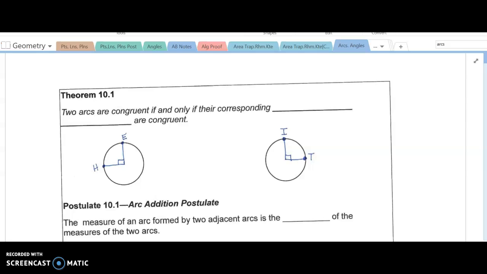So our theorem 10.1 says two arcs are congruent if and only if their corresponding central angles are congruent. And so what that means is because this angle is 90 and this angle is 90, we know that their arcs will both be 90. So because those angles were congruent, then we can say arc HE will be congruent to arc IT.